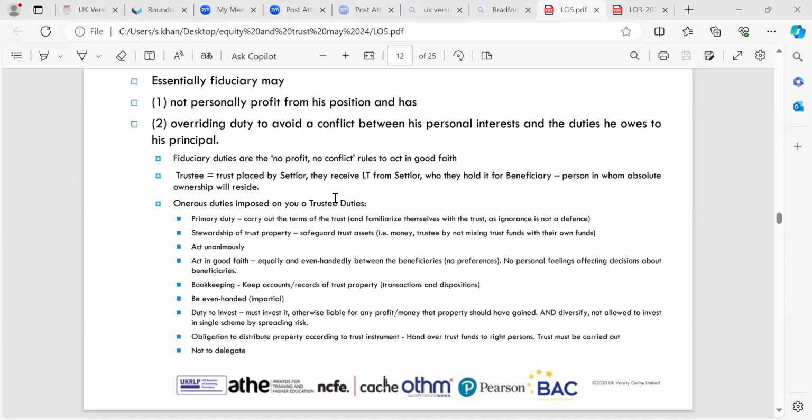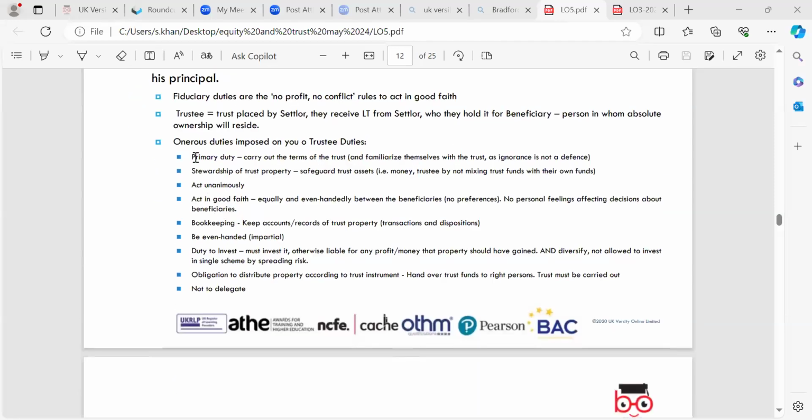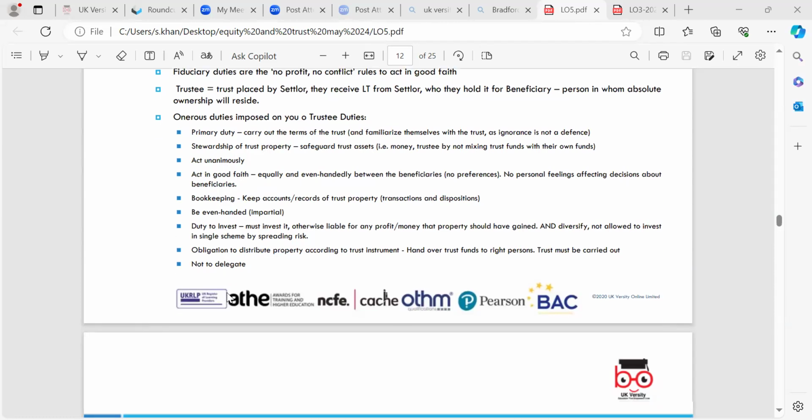Trustee is the person placed by the settlor, who receives property from the settlor, held for the beneficiary, the person in whom absolute ownership will reside. The owner's duty is imposed on you as a trustee. So primary duty, carry out the terms of the trust. Stewardship of the trust is to safeguard the trust assets. Act unanimously, act in good faith. Bookkeeping, be even-handed, impartial, and duty to invest. Obligation to distribute property and not to delegate.